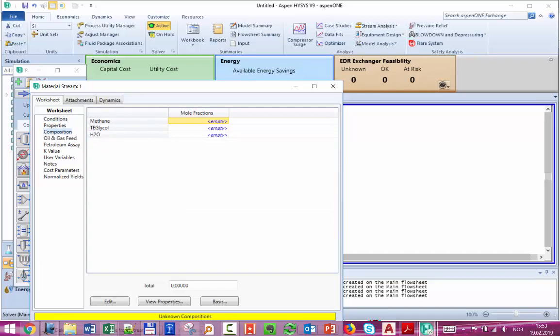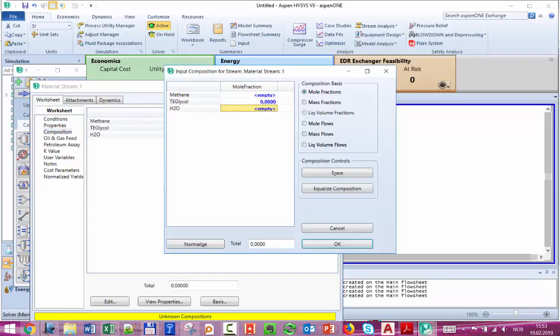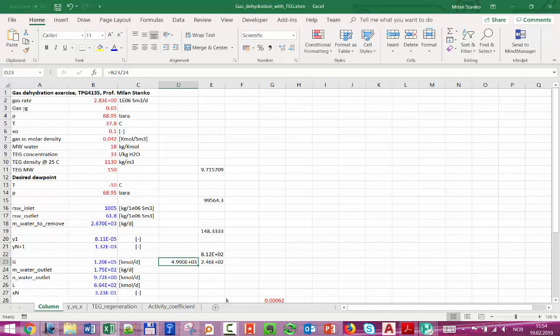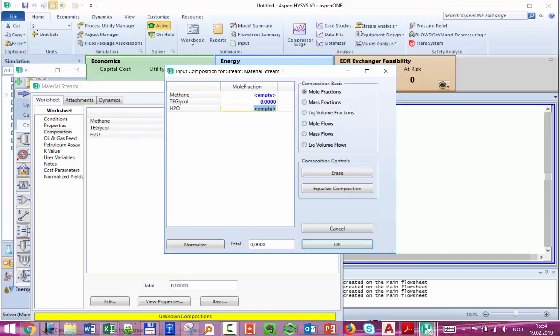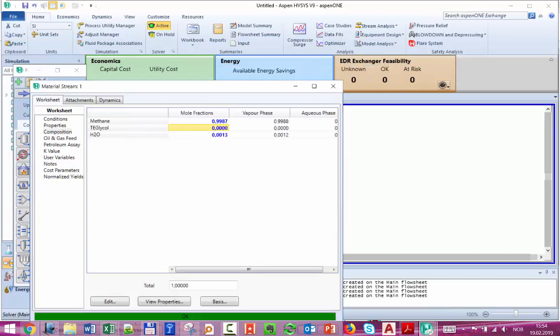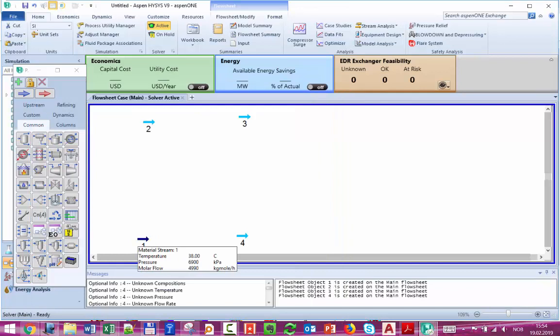And what is the composition? There is no TEG in that gas. How much water does it have? That will be y(n+1), right? 0.00132, okay, and the methane is the rest, which is 0.999, no, sorry, 87, you see? It gives you one. Now I have everything I need on the inlet.